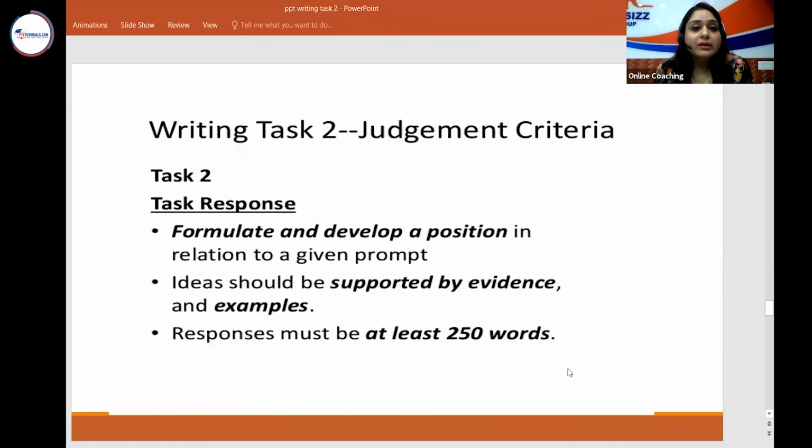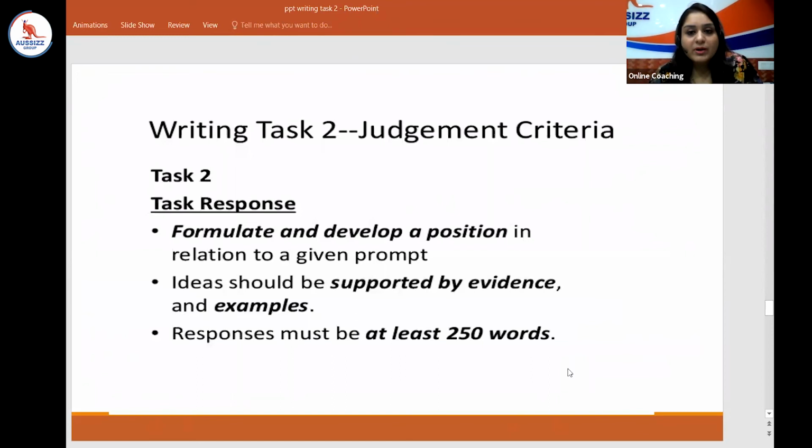that I already mentioned, that you have to cover the task. So task response is very important. What you have to find, how you are finding a way, that in what way should I cover the task. Number 1 is formulate and develop a position in relation to the given prompt. So again, I'm telling that please do not start your writing just by looking at the topic. Just understand the task, what type of essay it is.